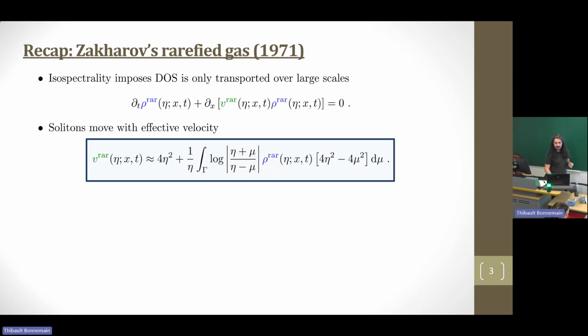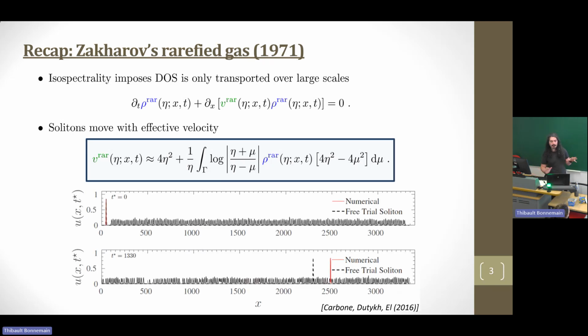To illustrate this, here's a small figure where you can see the propagation of a trial soliton through a rarefied gas. And as you can see, here its effective velocity is a bit bigger than its velocity. Okay. So that's kind of the objects I'm describing here.